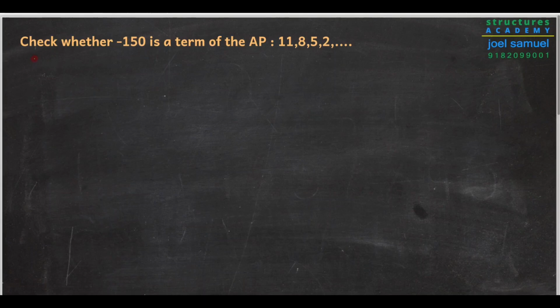Alright, let us look at a question from arithmetic progressions. Check whether minus 150 is a term of the AP 11, 8, 5, 2. So let's write down the given AP. The given arithmetic progression is 11, 8, 5, 2, and so on.